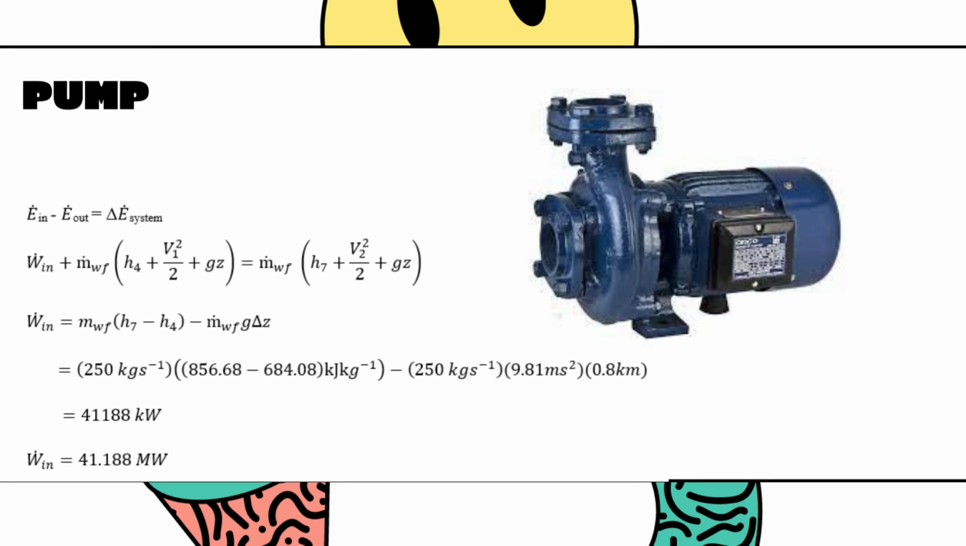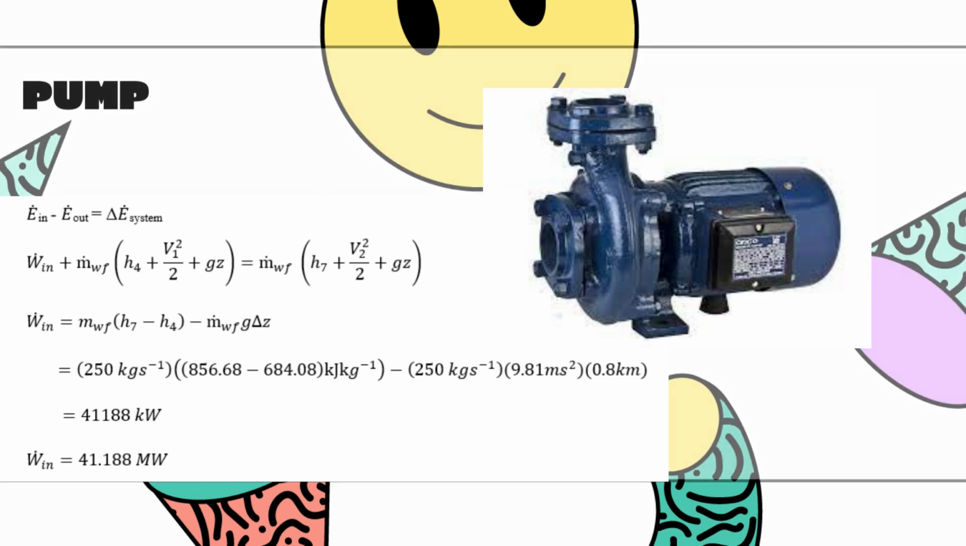So this is the pump that re-injects the superheated steam back into the injection well, and the basic energy balance equation is used here as the same as the others, where the work input is calculated and it is found that 41.188 megawatts of power is needed for the pump.